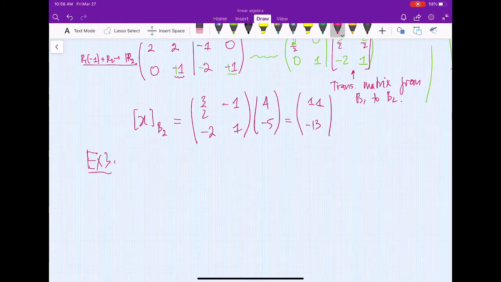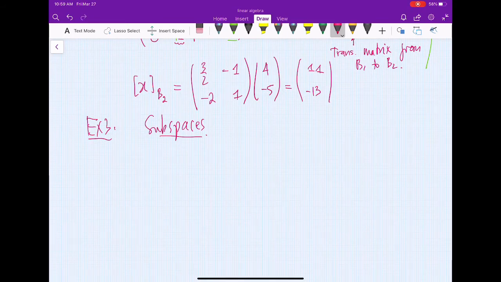Example 3, with subspaces. Suppose you have a subset, and you want to consider if this subset satisfies the 10 properties of a vector space or not. You don't want to check all of them. You just need to check 2 properties.